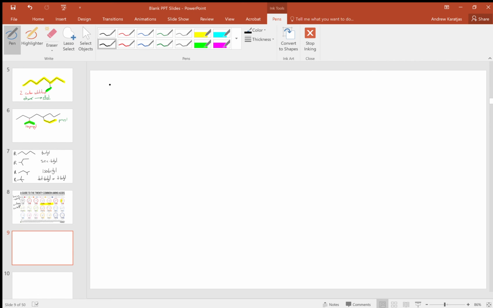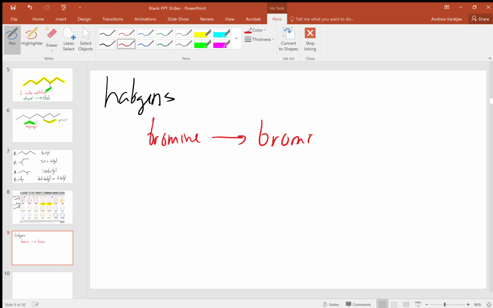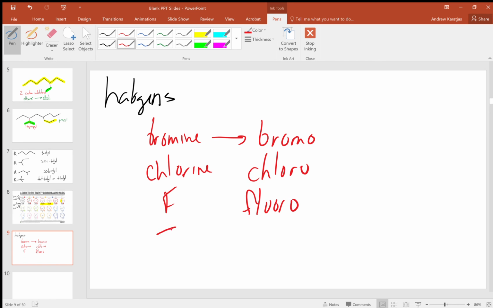The other substituents that we're going to run into, at least right away, are halogens. And they're really easy. So if you have bromine as a substituent, it gets called bromo. Chlorine as a substituent is referred to as chloro, fluorine, fluoro, and iodine, iodo.